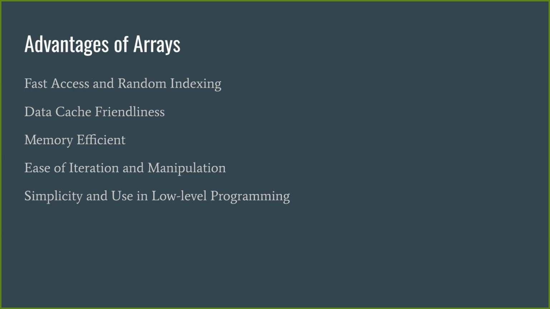There are 5 representative advantages. First is fast access and random indexing. Second is data cache friendliness. Third, memory efficiency and ease of iteration and manipulation. Fifth, simplicity and use in low-level programming.